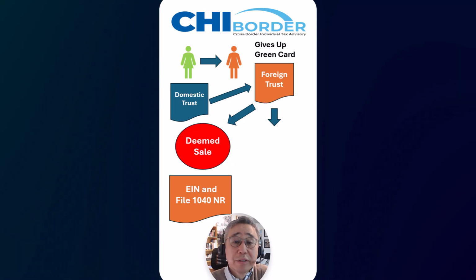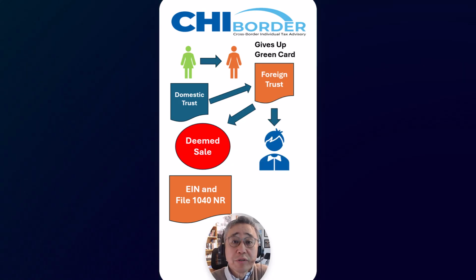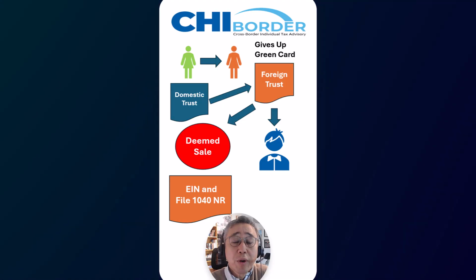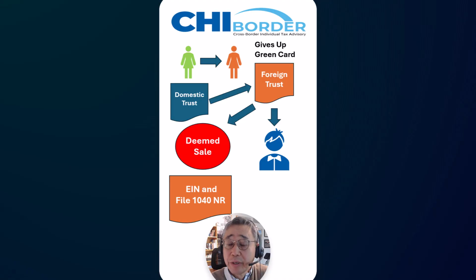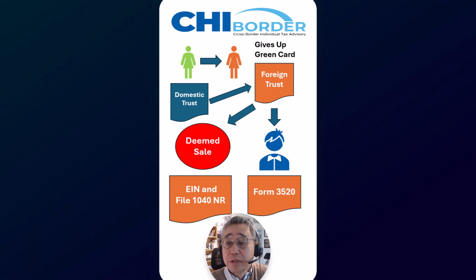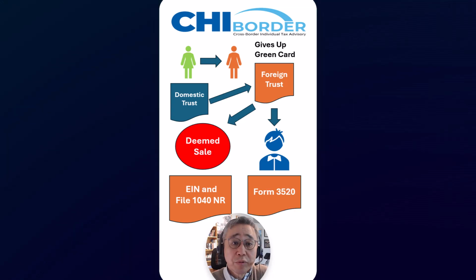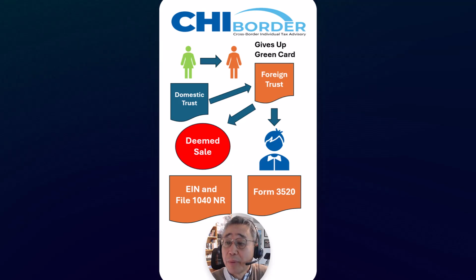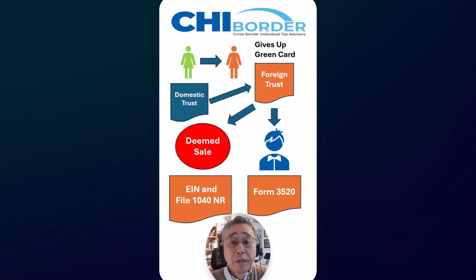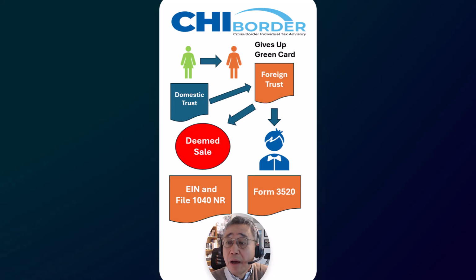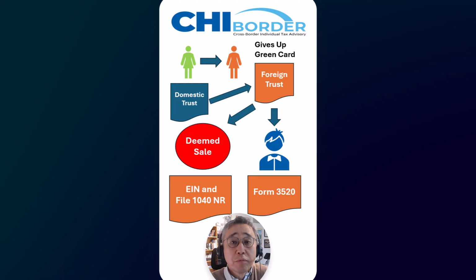On top of that, if this foreign trust distributes assets to U.S. resident beneficiary, in other words, U.S. beneficiary receives a distribution from this foreign trust, this person needs to file Form 3520 regardless of the amount that he received, and there is a sizable penalty associated with it if he fails to file Form 3520.